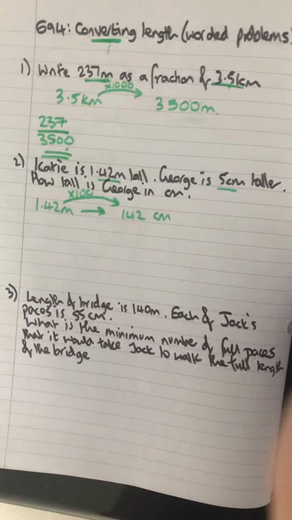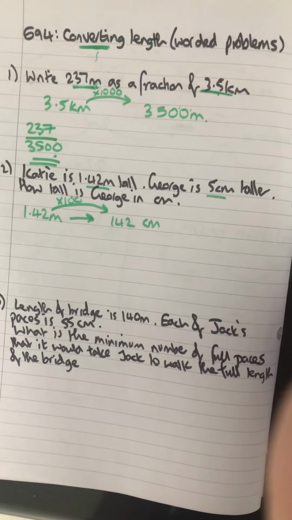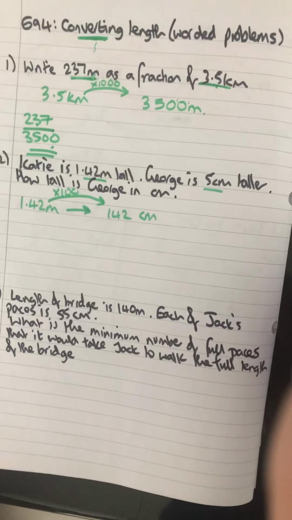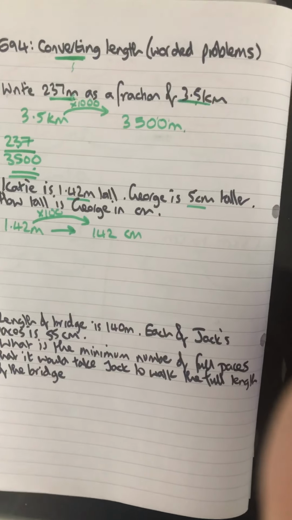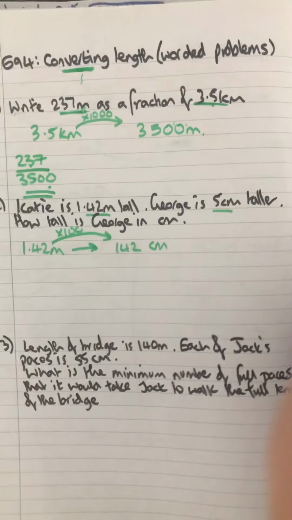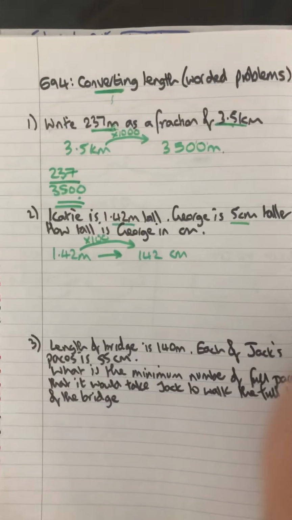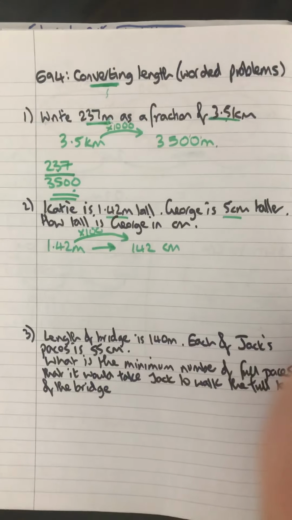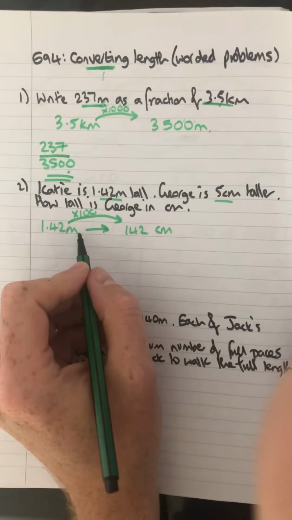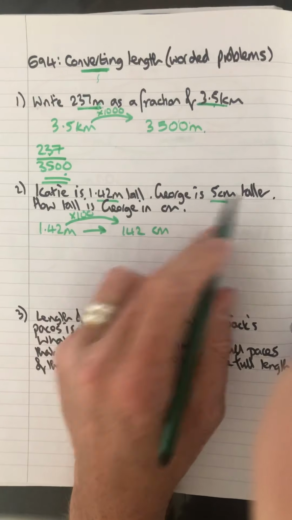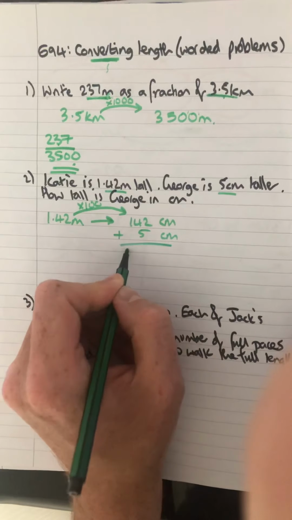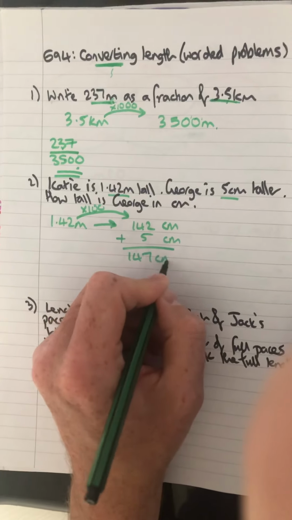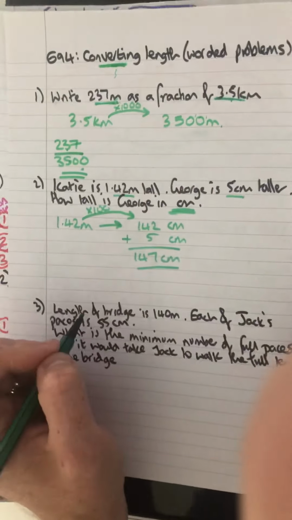You should have a rough idea about height. So average adult probably about 170, 160 to 180, probably a bit more. If you're about 6'2", that's about 189 centimetres. Okay, so children probably 1.4, 1.5 metres. So that's 140, 150 centimetres. George is 5 centimetres taller. So I've got to add 5 centimetres onto this, which is 147 centimetres. It tells me to give it in centimetres, which I've already done.